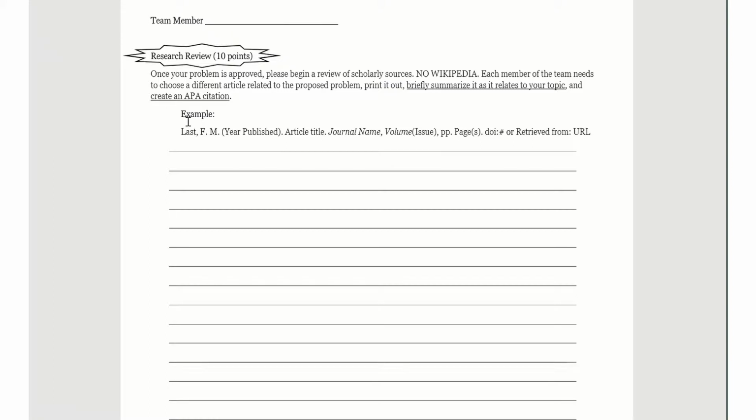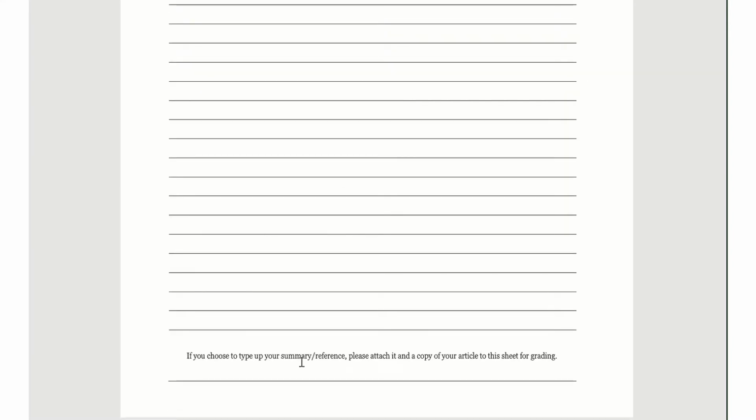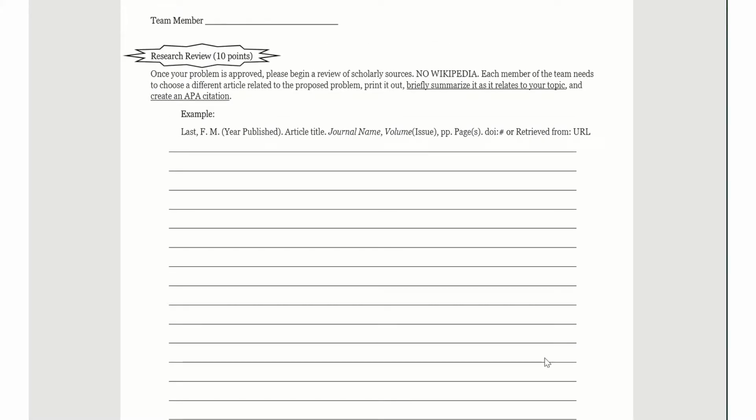So as you can see here, I gave you an example of what most references will look like, especially online article sources. And then this space is for you to summarize your topic. Now, if you choose to type up your summary or your reference, please attach it and a copy of your article. This will be turned in class, just like your topic approval, on the due date.